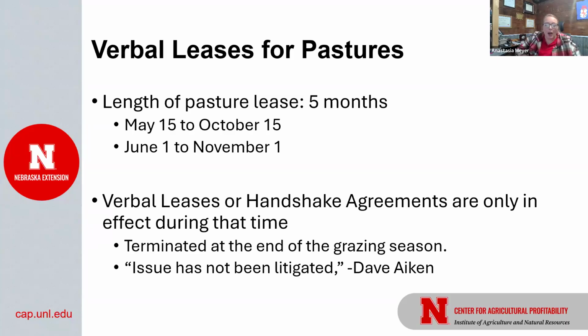So we talked a little bit about farm ground leases and what we need to think about. The other one is let's talk about pasture leases. For a verbal pasture lease, so you're having a handshake arrangement, the law says that it is 5 months of the year. So whether you go in March or May 15th or June 1st, it's 5 months from whenever they enter that arrangement or that pasture. With that, they're only effective during that time.